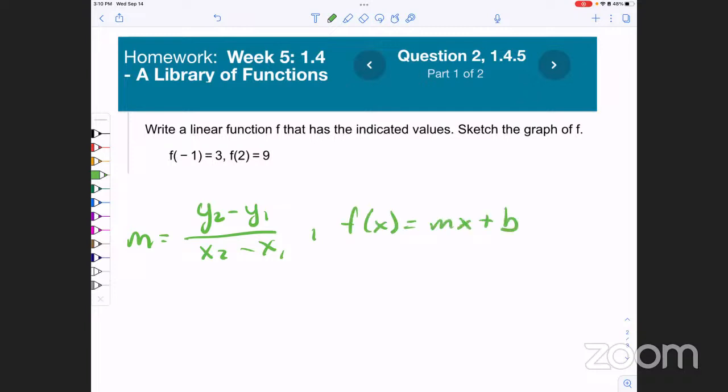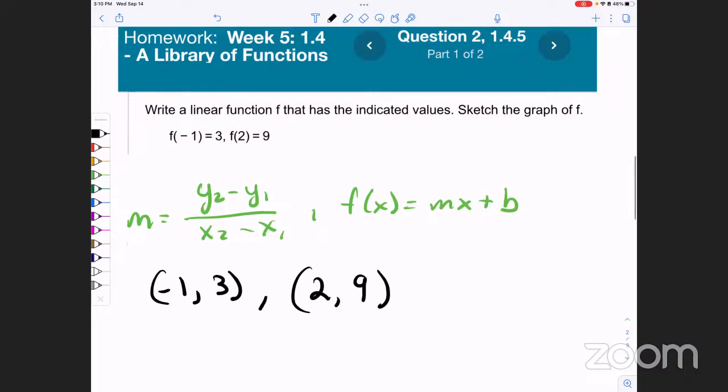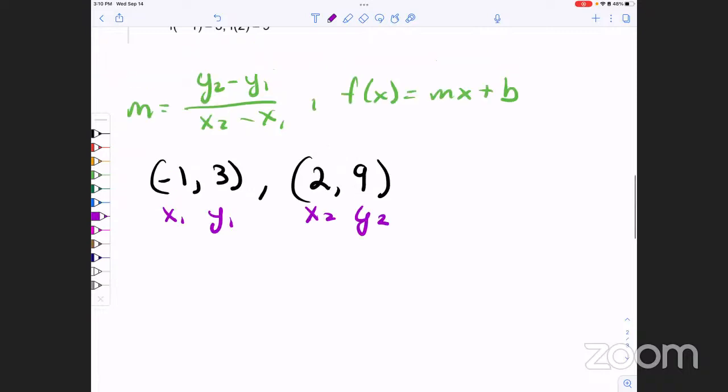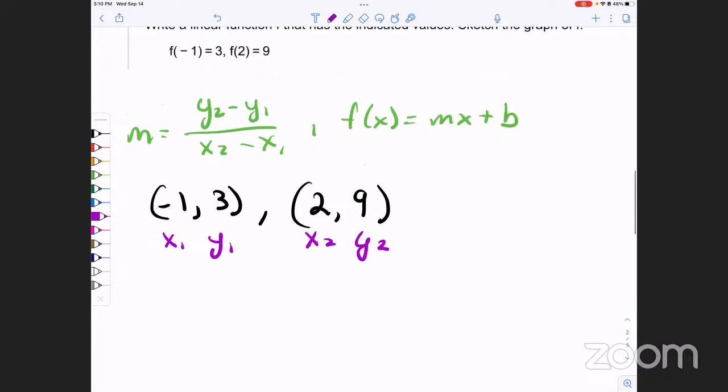Okay. Let's identify the ordered pairs that are given. When x is -1, the corresponding y is 3. When x is 2, the corresponding y is 9. And then let's label these x1, y1, x2, y2, right? So if you look at this one compared to the previous one, our steps are essentially the same. We're just accounting for the changes.